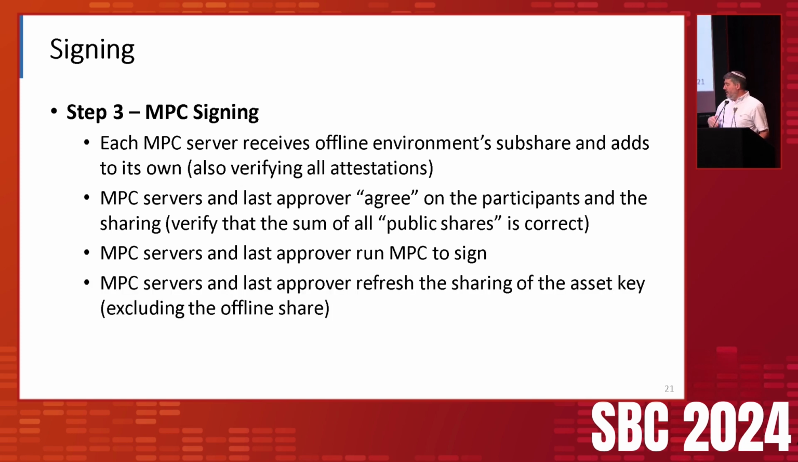They then refresh the sharing of the asset key. So the asset key changes every time, except for the offline environment. No one talks to them. So the refreshing is done of the shares of the MPC servers and the human approver, but not of the offline environment. Then all state information is erased, and we finish the signing process. So it's a rather complex process with multiple steps. But once it gets started, once the offline environment has output its shares, it will complete very, very quickly. The speed with which the offline environment will respond will depend on how it is actually constructed, and that's beyond the scope of this presentation.